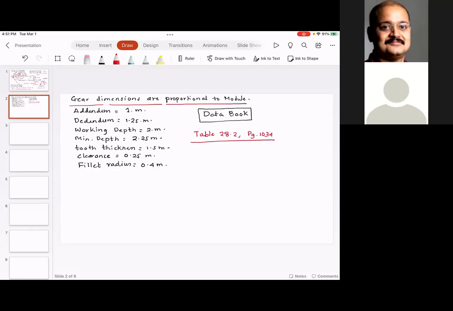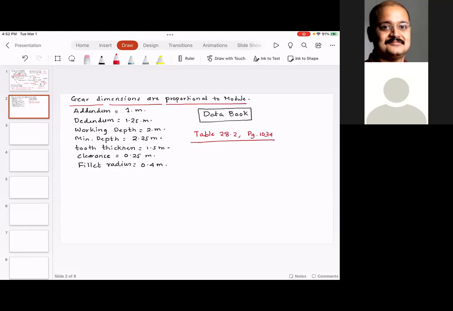Let me ask you a very simple question. Imagine you are cutting a spur gear. Has anyone seen a gear with 3 teeth? Have you seen a gear with 5 teeth? No. You don't cut a gear with 5 teeth. Why? Because you need a minimum number of teeth to avoid interference.